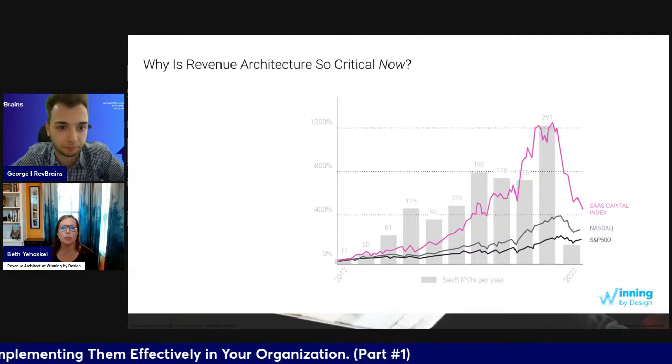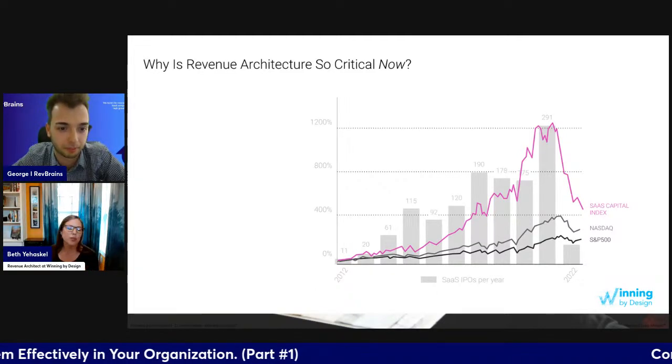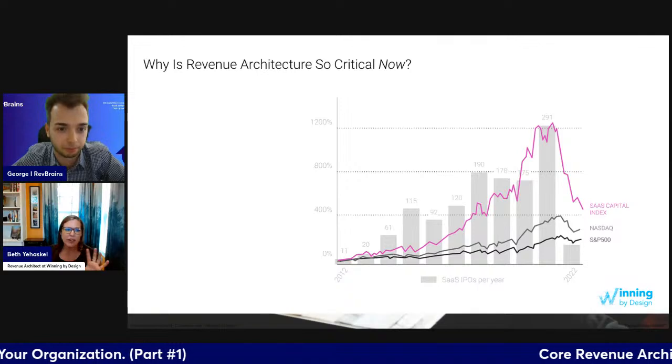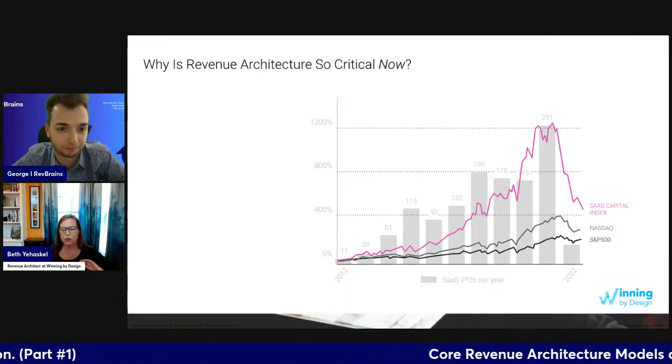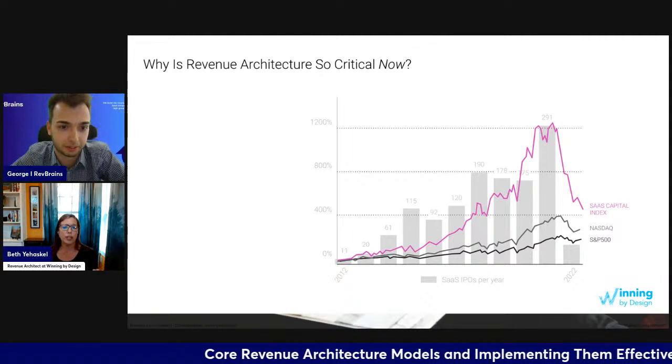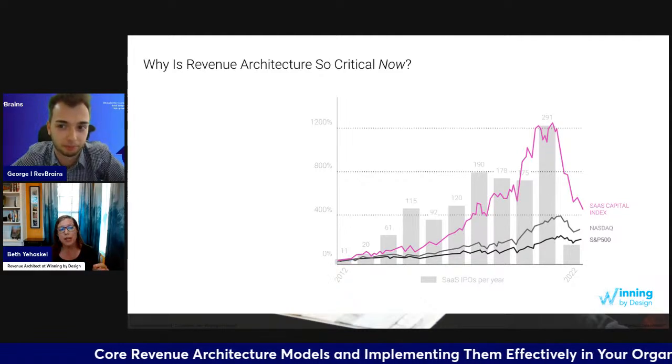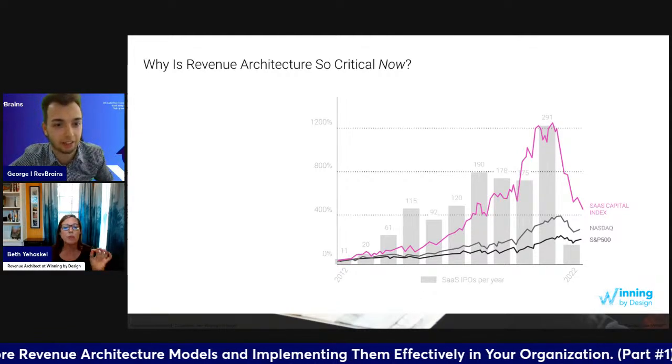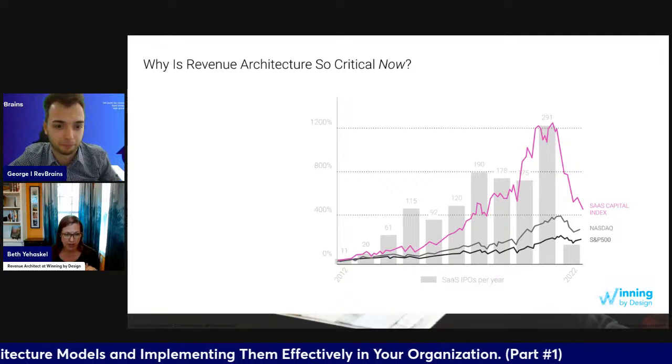From 2012 up to 2022, this is what the growth rate of SaaS looked like. Everybody was just pouring money into it. Money was inexpensive. You could build these huge companies. The growth rates were high, and valuations were based on growth rate.